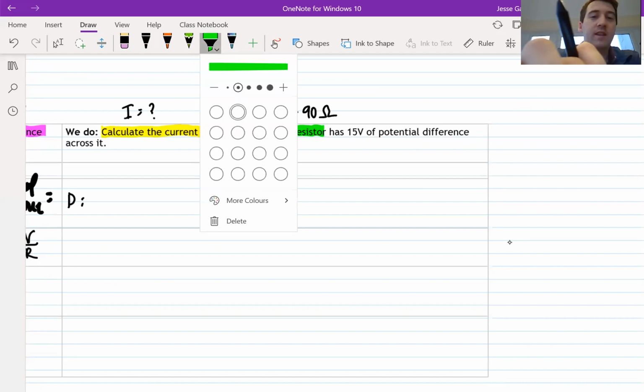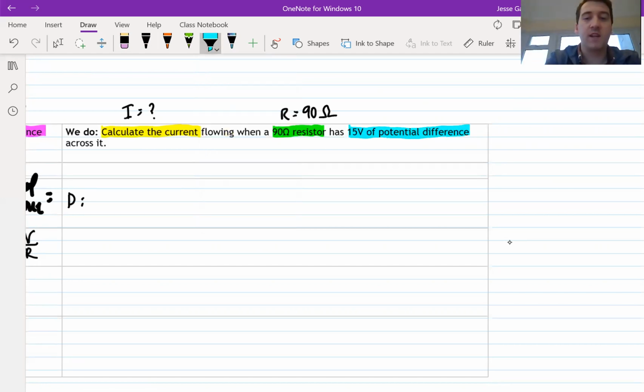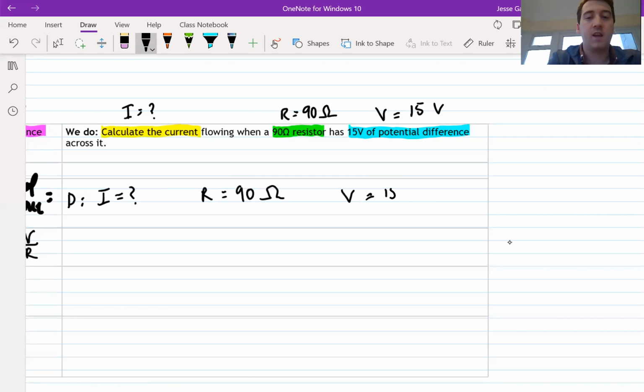And that has a potential difference of 15 volts. So that tells me V equals 15 volts, so I'm going to put that into the line. I know that I is unknown, it's a question mark. R equals 90 ohms. And I know that V equals 15 volts.